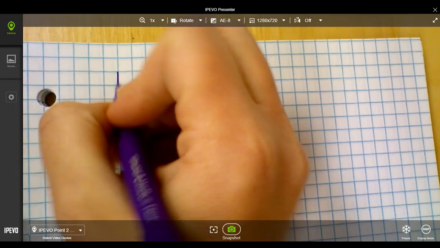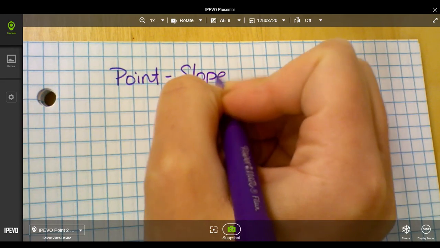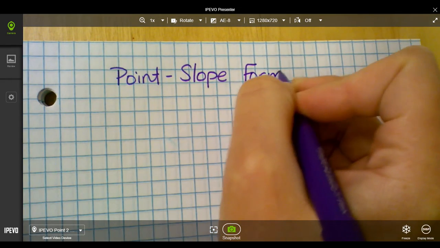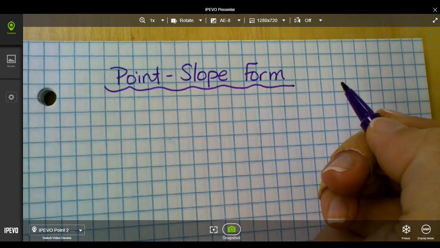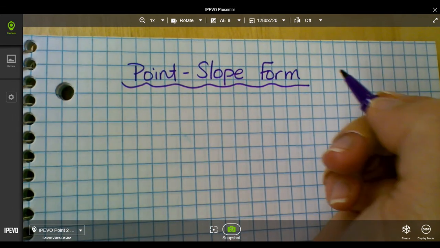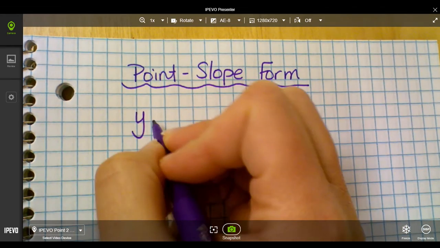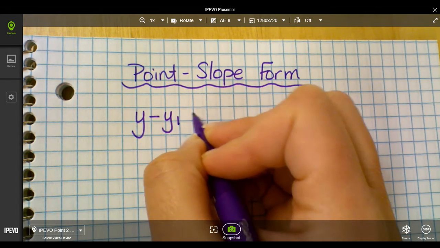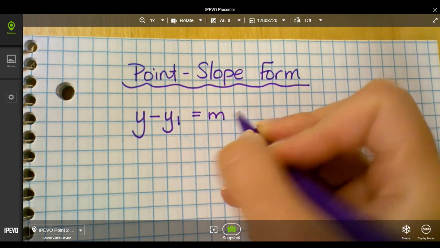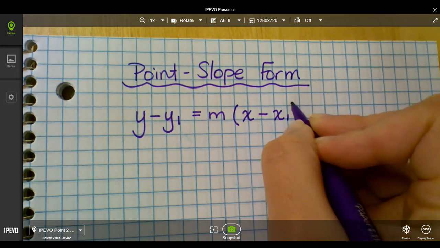Okay, so now we will finally move on to point slope form. And just like the name suggests, now instead of having a slope and an intercept in your line, you are going to have a point and a slope in your line. This is what your equation should look like. Y minus y1 equals m times x minus x1.